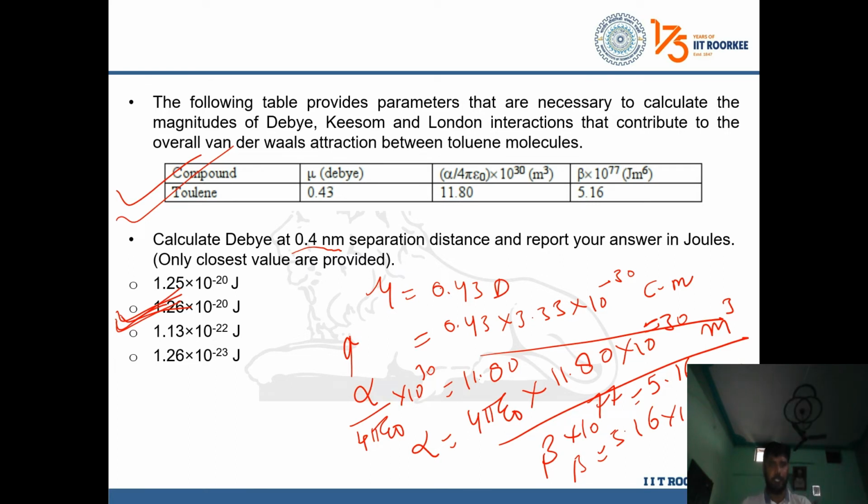Next, the following table provides parameters necessary to calculate the magnitudes of Debye, Keesom, and London interactions that contribute to the overall van der Waals interaction between toluene molecules. You have to calculate Debye at this separation distance and report your answer in joules. The mu value is given here, 0.3 debye. You can convert it into coulomb meter. The alpha divided by 4 pi epsilon value is also given, so you can calculate the alpha value from there, and the beta value is already given, so you can arrange that value to get the final value to be used in the formula.